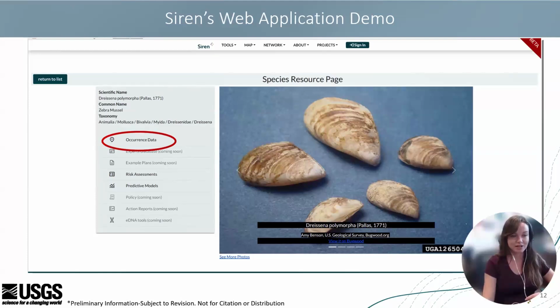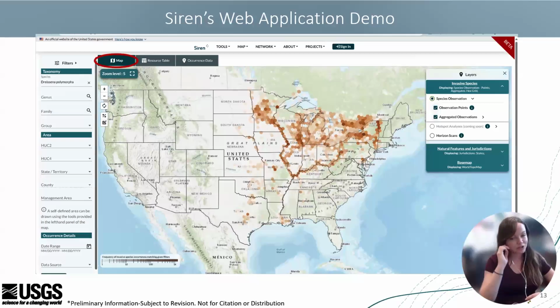So for today's purposes, I click on occurrence data, and that brings me to the SYREN mapping tool. And you can also see all of the aggregated points for observations for zebra mussels on the map. And on the left, you'll see some of the filtering options that you have as a user, and on the right, some of those contextual layers that I mentioned earlier for the map.